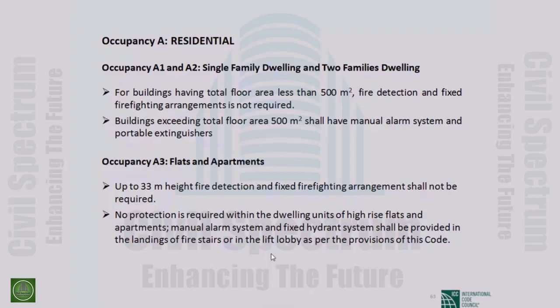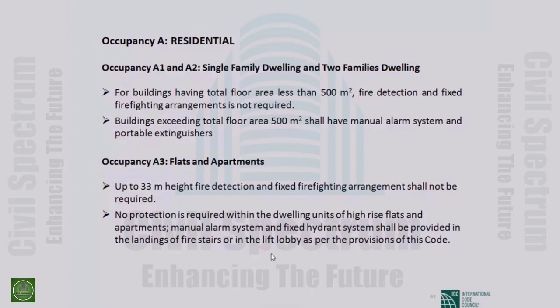So these are, again I say, these are the minimum requirements. If you like to increase more than that, that is the owner's requirement. But as per code, this is the requirement.